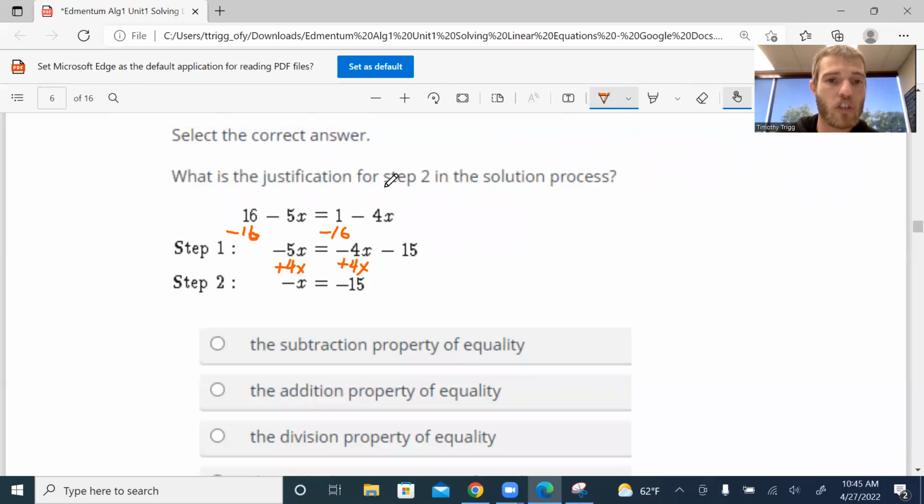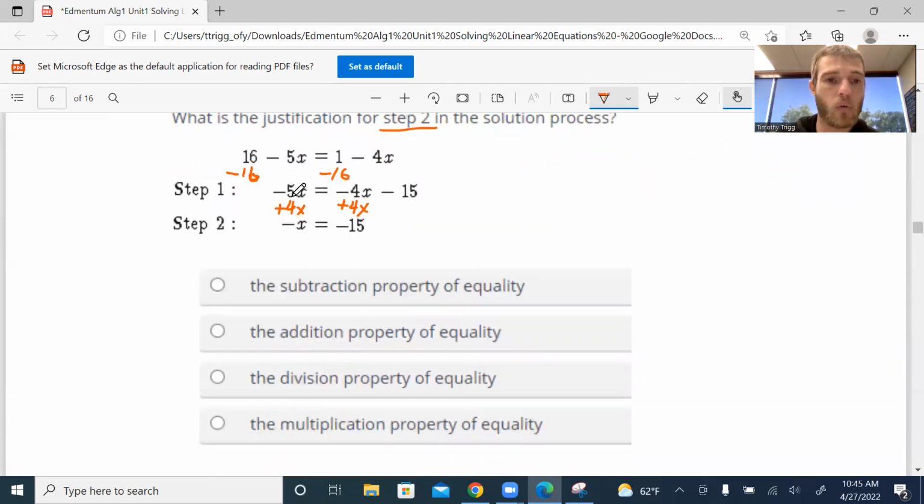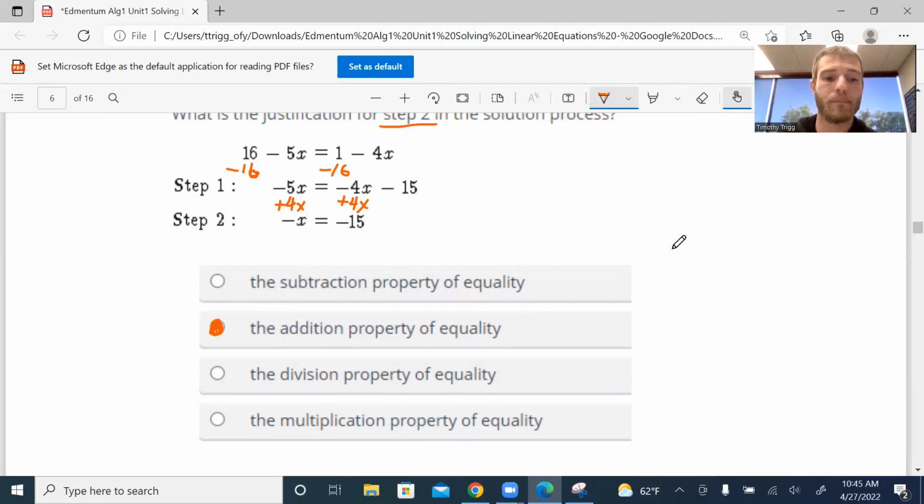So what's the justification for step 2? So what did we do to go from step 1 to step 2? Well, we added 4x both sides, right? So that's the addition property of equality. Whenever you're adding to both sides, that's the addition property of equality.